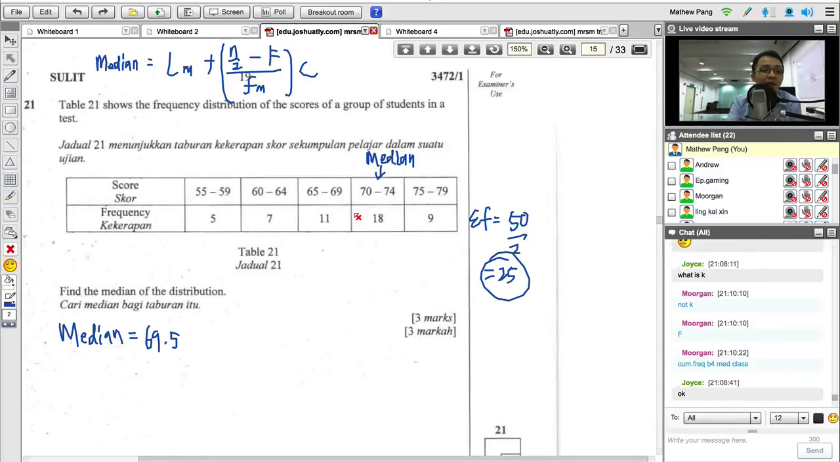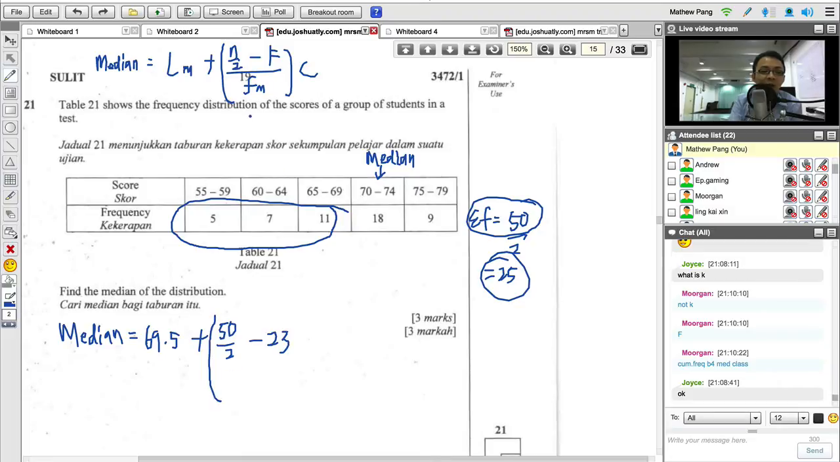N is the total frequency, which is 50, isn't it? So it's 50 over 2 minus capital F, the cumulative frequency before the median class. That means sum all the frequencies before this median class, so it will be 11 plus 12, which is 23. Frequency f_m means the frequency of the median class, 18, over 18. Multiply by C, the class size. 70 to 74 is 5 units here.